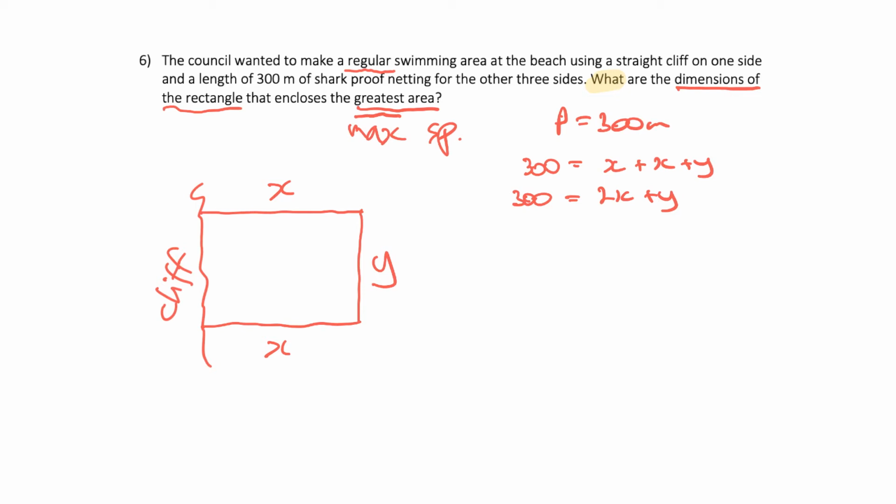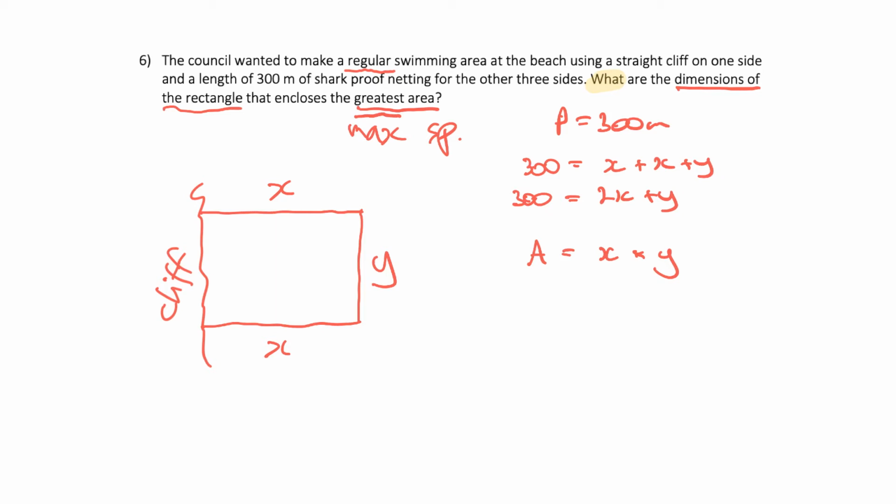so we don't have to use as much shark-proof netting when we're making this swimming area. The next part of the thing, what the question is really asking us to do is find the dimensions of the rectangle that give us the biggest area, the greatest area, the maximum area. So now we just need to make an expression for area. And the area of a rectangle is the length times the breadth. Now, we have something we can use.